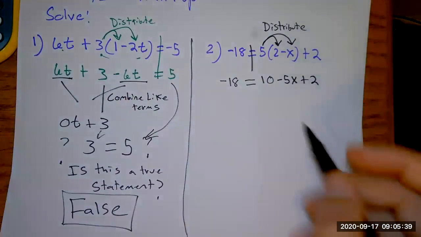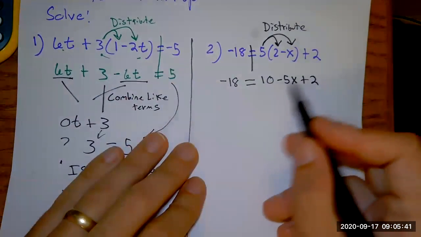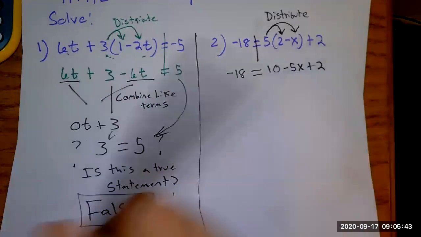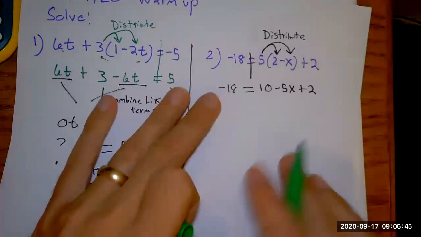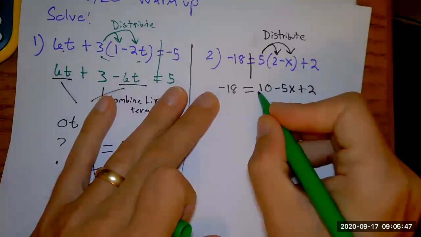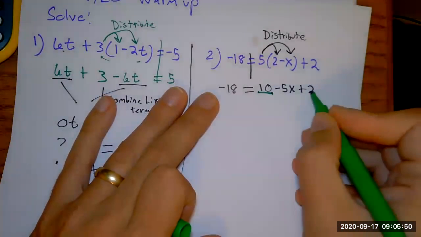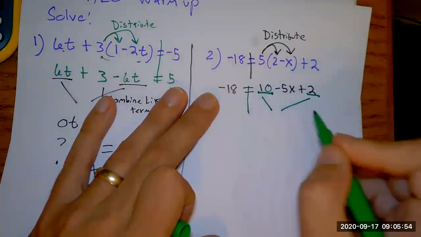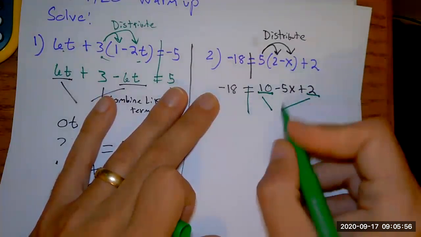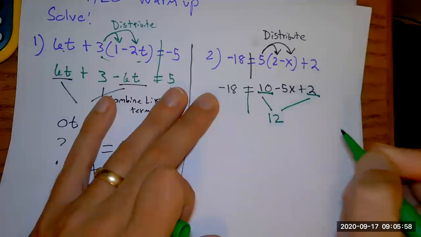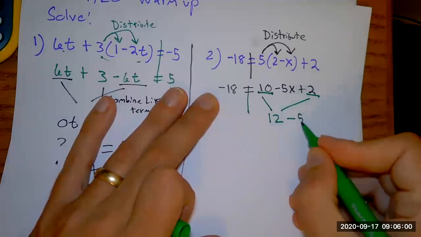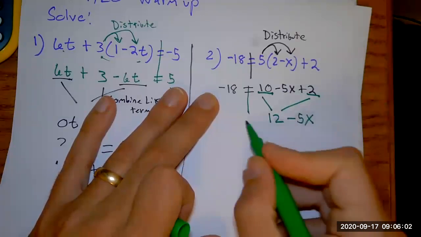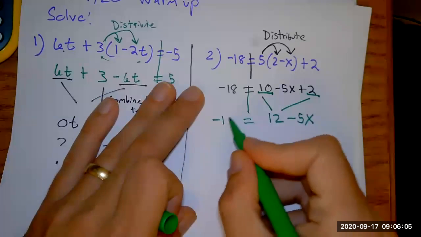So again, I'm still looking at this right side. It's still looking like it has a lot going on. So what I'm going to do is look to combine like terms. I see a number by itself and a number by itself, so I'm going to go ahead and combine those. So 10 plus 2 is 12. And then the negative 5x is still there. And I get equal to negative 18.